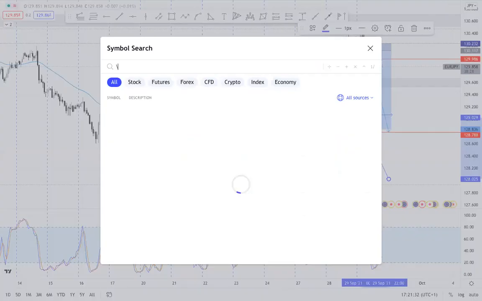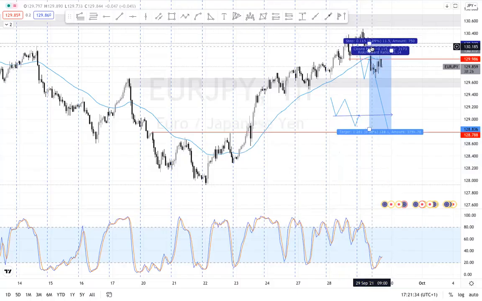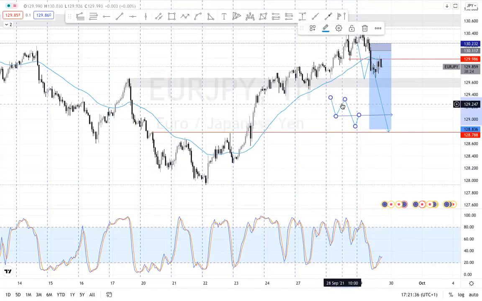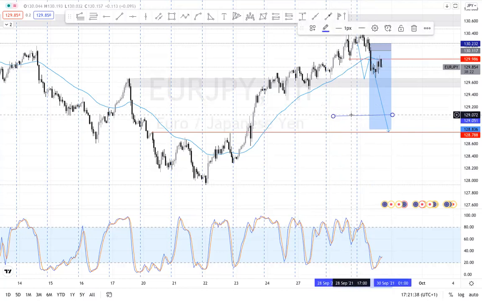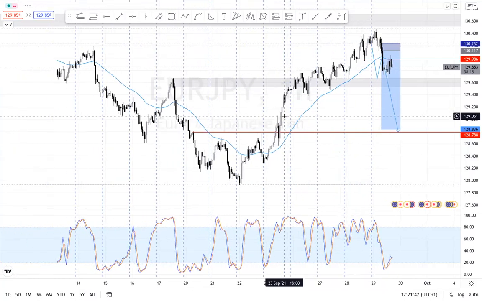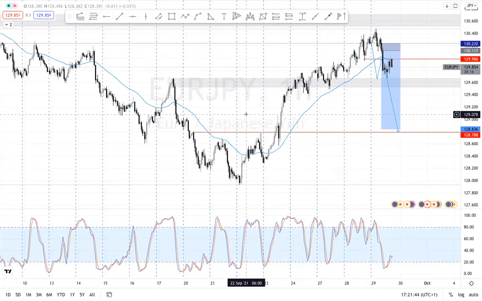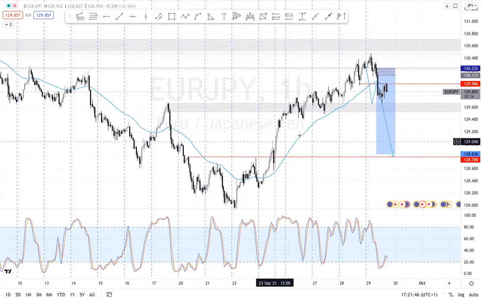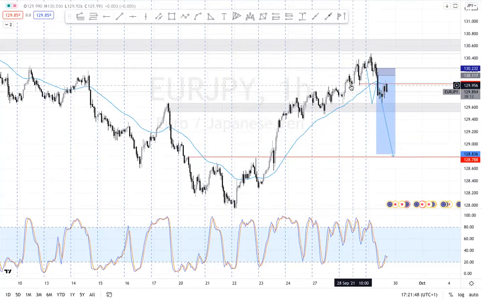But if the stochastic is overbought and it has not broken any bearish structure or is not reacting to any supply zone, what I just have to do is look for confirmations to go against the stochastic.